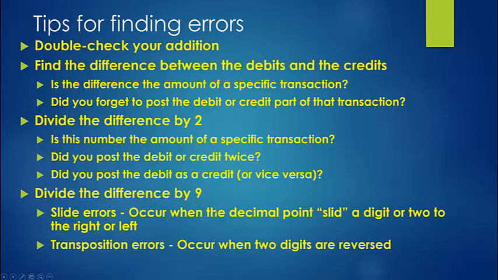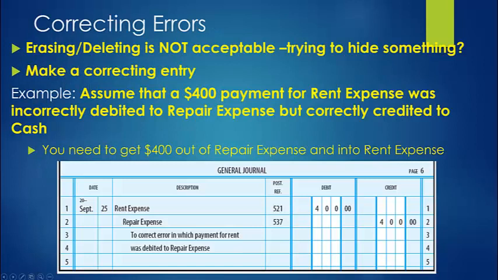And if none of that works, you're just going to have to trace all your postings and redo your math in the general ledger to make sure you haven't made an error there.